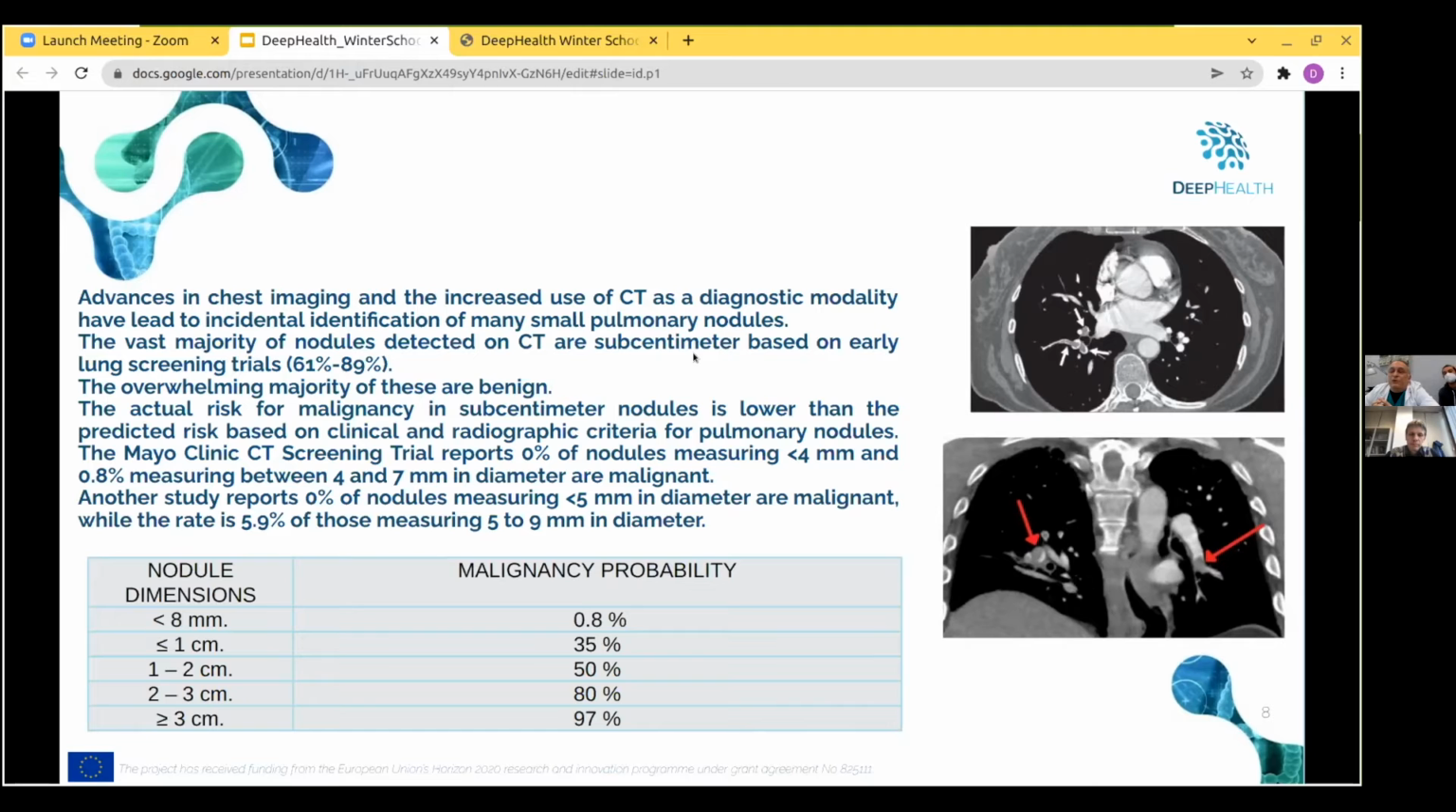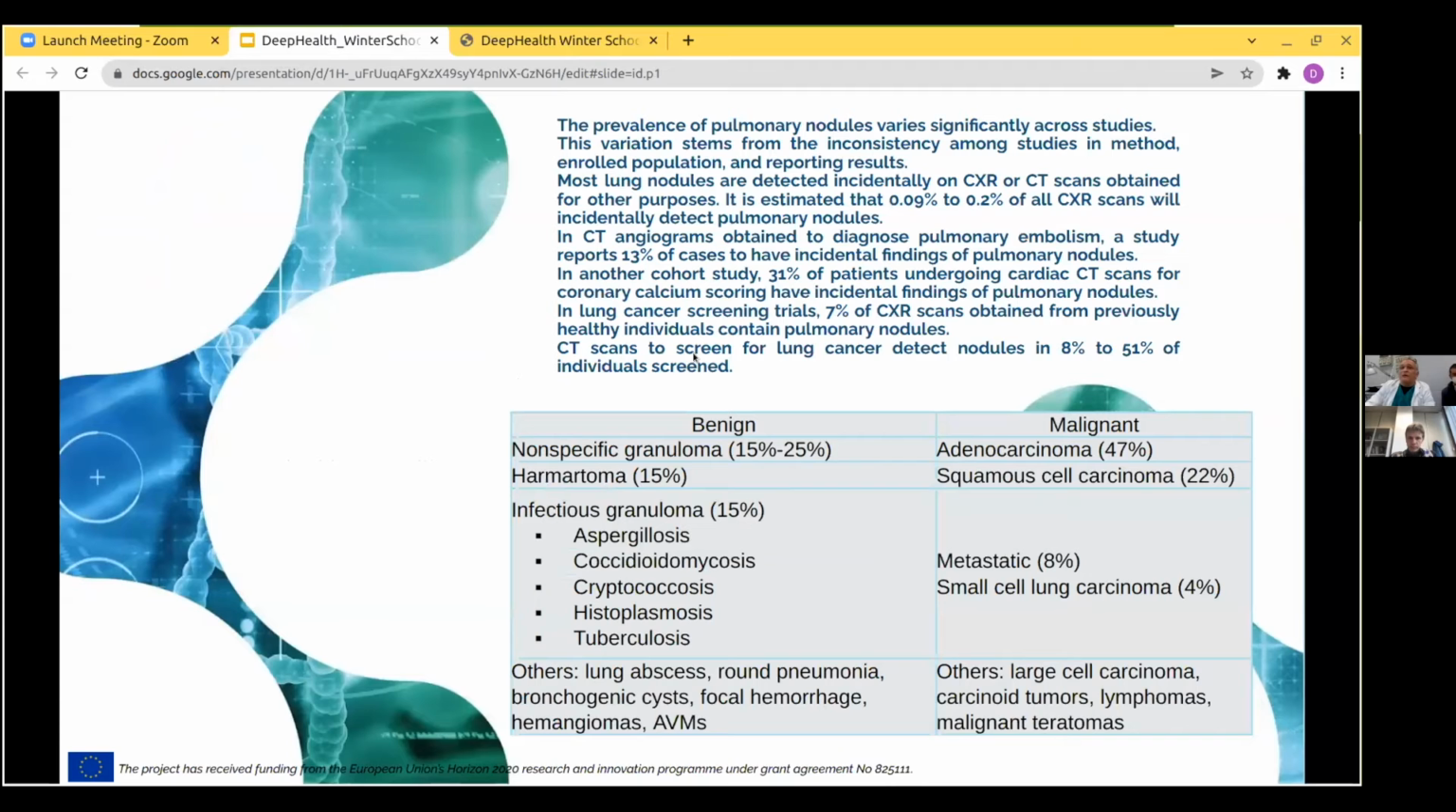Another study reports 0% of nodules measuring under 5 millimeters in diameter are malignant, while the rate is 5 to 9% for those measuring 5 to 9 millimeters in diameter. As you can see in the table, the probability of malignancy of the nodule increases with size. A nodule of 3 centimeters has a very high probability of being malignant.